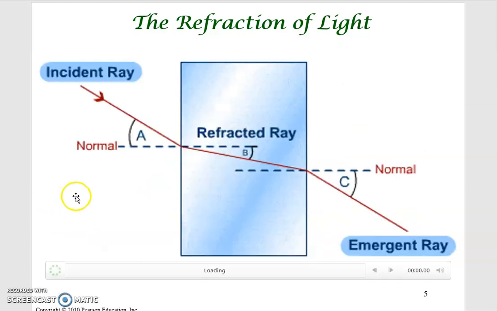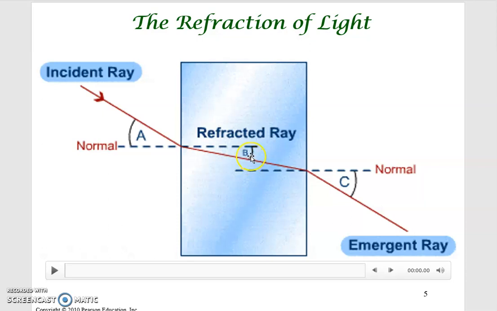So if you treat this one as a case, let's say this is glass. Glass is a denser material than air. You have the incident ray interacting with the surface here, and the dashed line is the line perpendicular to the surface. So you have angle A. And now this ray, the light, will be refracted. So this is angle B.